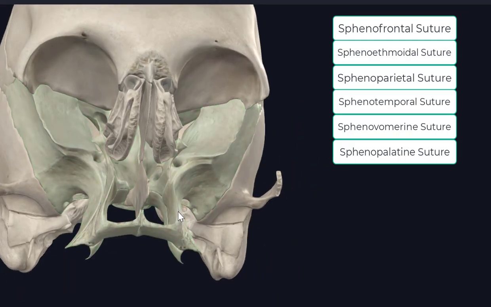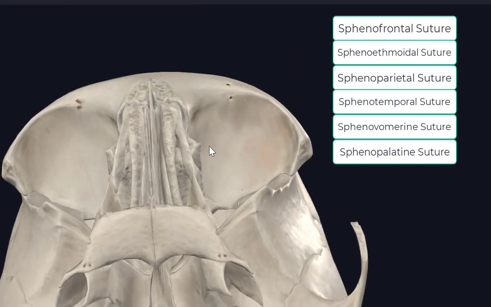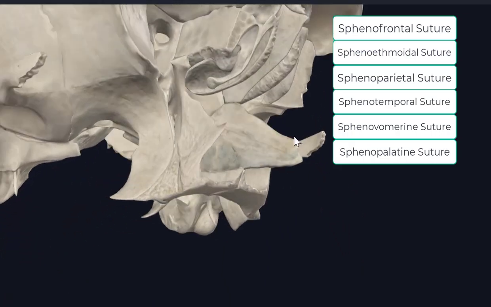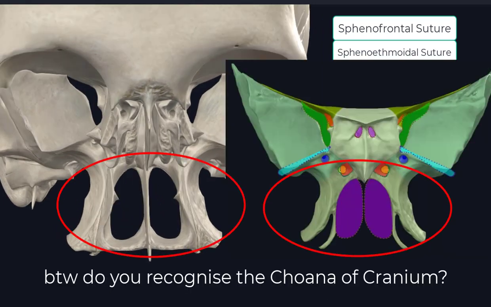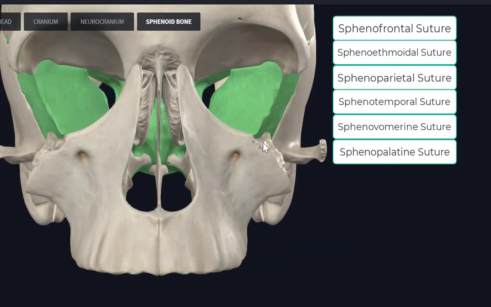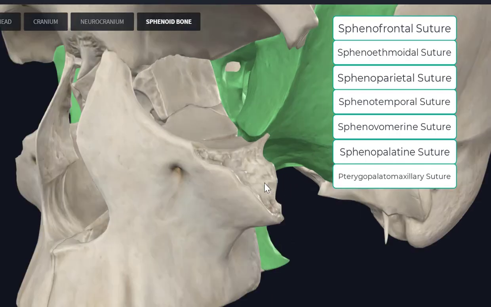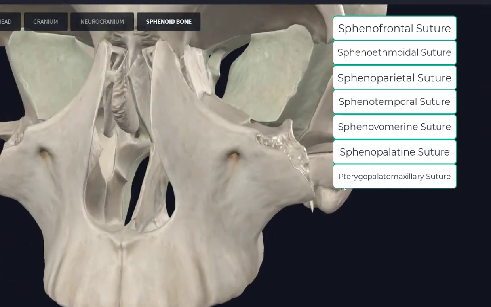I want you to remember that palatine bones, especially these horizontal parts of the palatine bones, create the posterior part of the hard palate. Now I want to show you what creates the anterior part of the hard palate. The sphenoid bone creates a suture we call the pterygopalato-maxillary suture, through which a maxilla can be attached, creating the suture with the sphenoid bone.